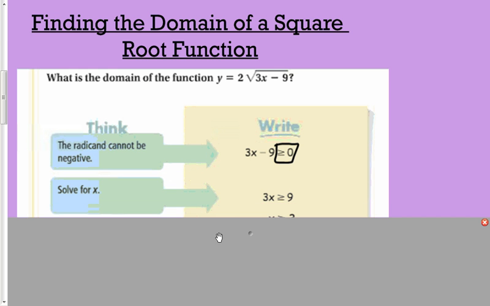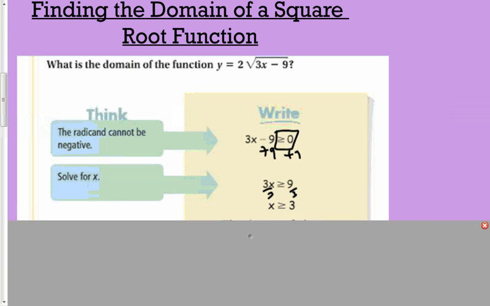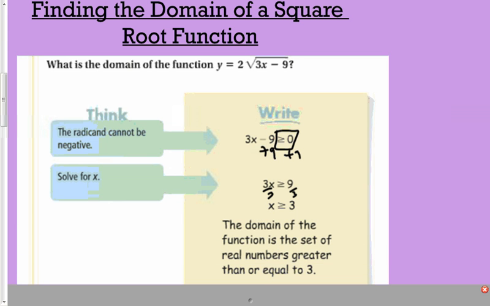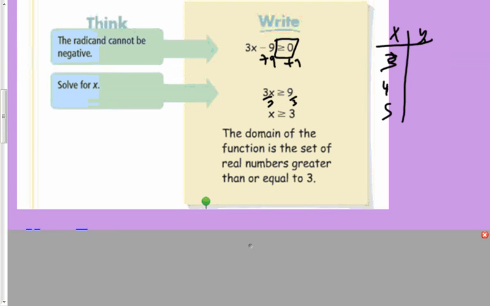Now I'm going to solve it like a normal inequality, and I add 9 to both sides. You're left with 3x is greater than or equal to 9. Divide by 3 on both sides. And you get x is greater than or equal to 3. So the domain of this function is any x value greater than or equal to 3. So now you know where to start your t-chart if you're graphing. We're going to start at 3. You can do 4, 5, 6 if you want. But that's how you can tell what values to use. It's going to start at 3 in this case.